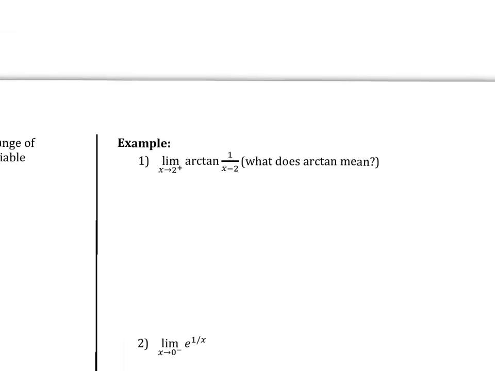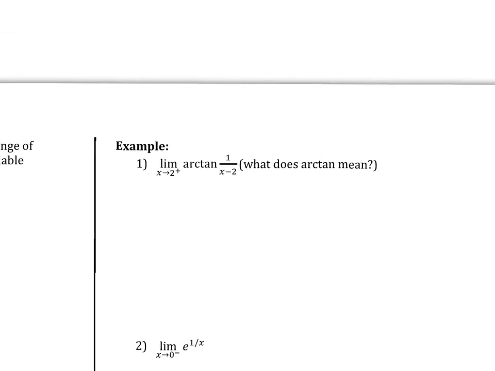So the first one, limit as x goes to 2 plus of arctan, or arctangent, of 1 over x minus 2. Let's recall what arctan means. Arctangent just means inverse tangent. So what we're trying to figure out is the limit as x goes to 2 plus of tangent inverse of 1 over x minus 2.